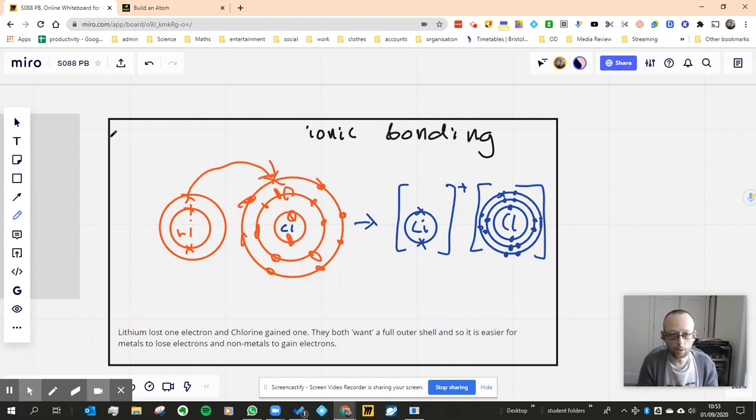And in general, a large majority of the time, the metals will form positive ions and the non-metals will form negative ions, because metals are on the left-hand side. They have a small group number, and so a small number of electrons in the outer shell, and so it's easier in general for them to lose electrons and produce positive ions. So ionic bonding is in general metal plus non-metal.